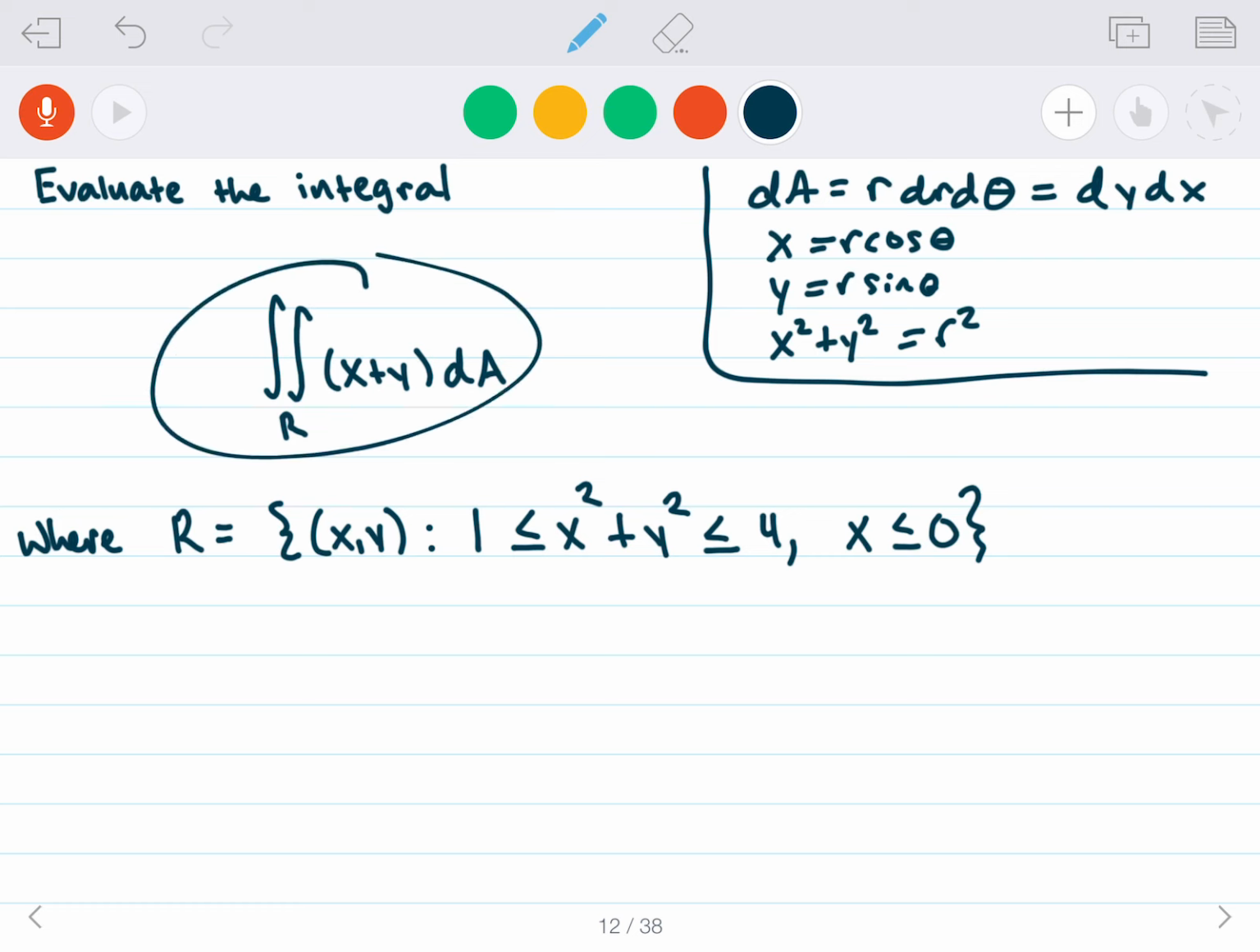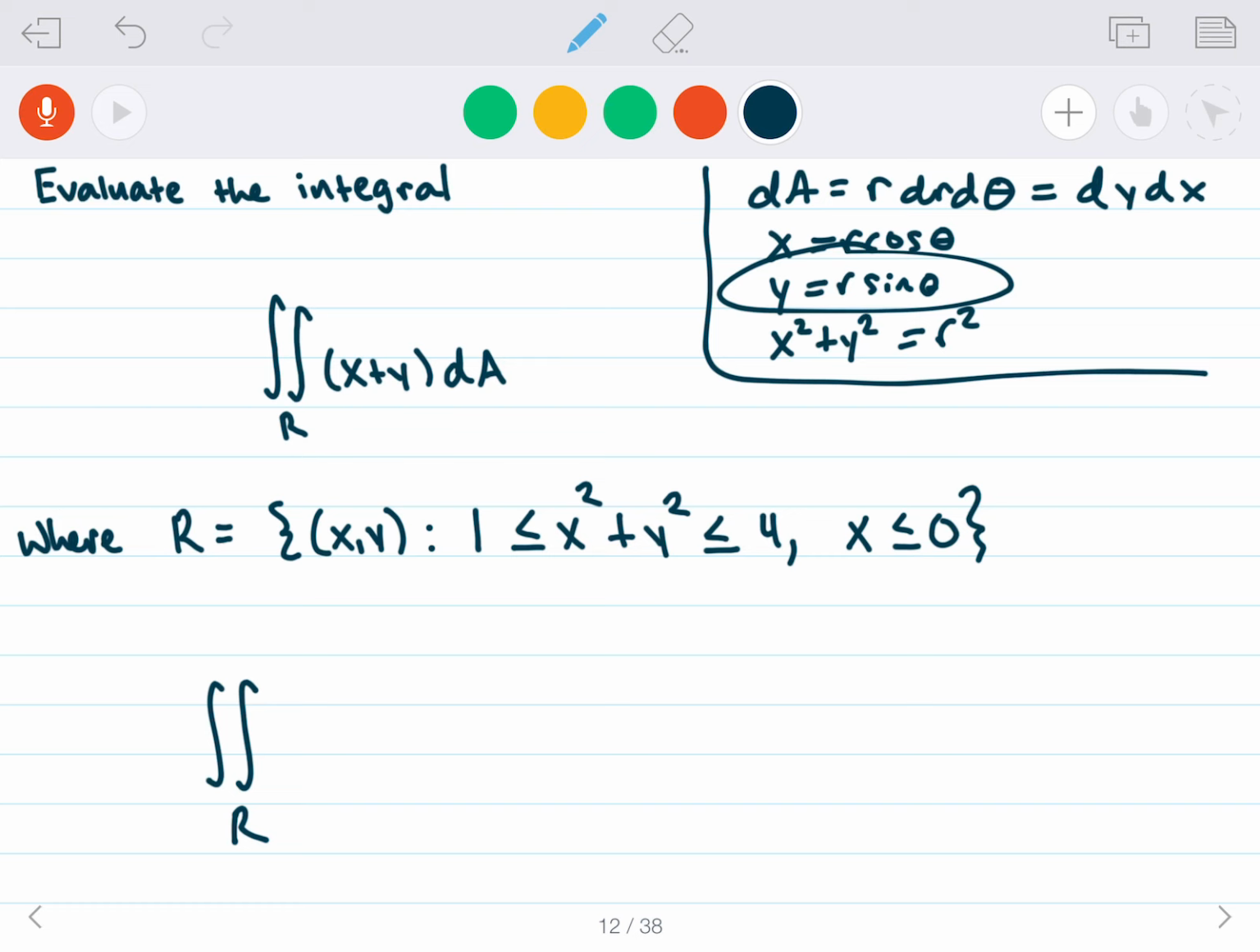So this is the stuff we have to work with. Let's go ahead and change the inside first. Let's just leave the region alone for now. Instead of x, I'm going to replace x with r cosine theta, and instead of y, I'm going to replace y with r sine theta. So this becomes r cosine theta plus r sine theta. And then instead of dA, I'm going to replace that with r dr d theta. Don't forget that other r. That's important.